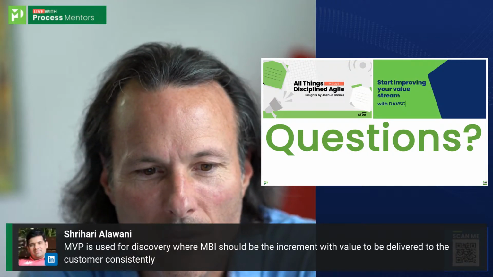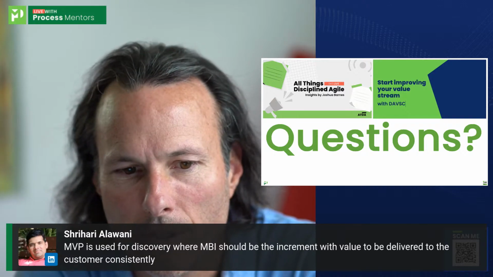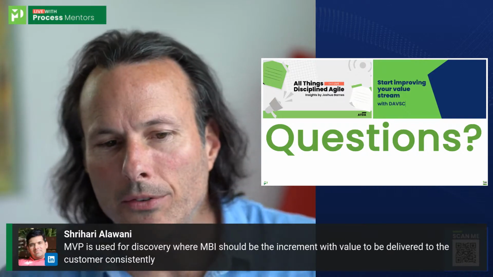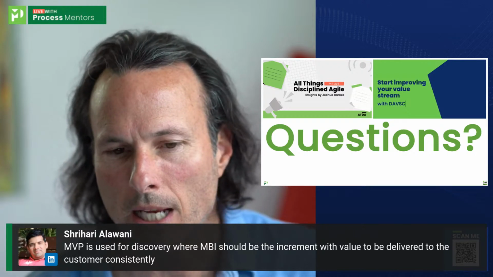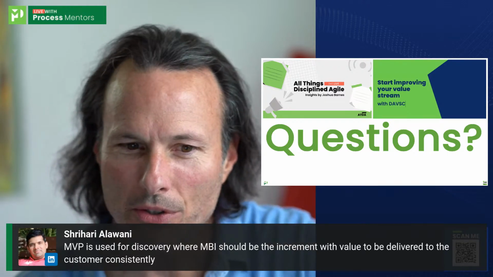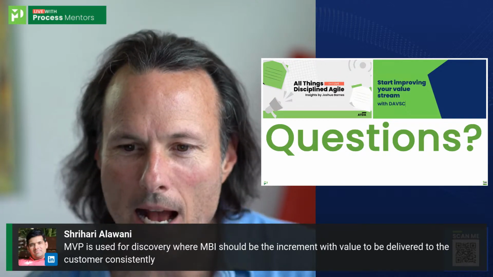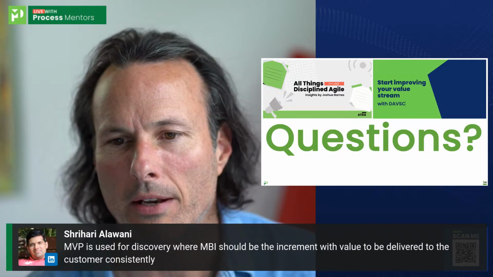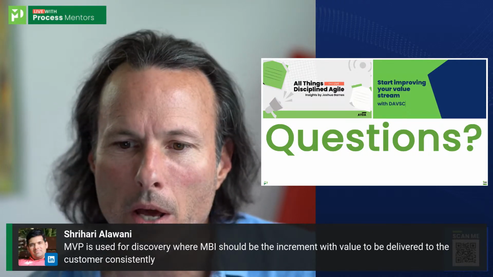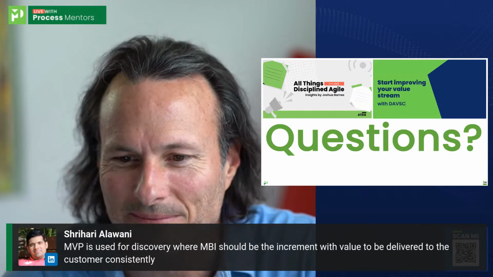We've got here's one: MVP is used for discovery, where MBI should be the increment with value to be delivered to the customer consistently. Yes. So MVP is an investment to discover if we should move forward with something. MBIs, which again, MVP and MBI sound kind of the same sometimes, but MBI is what we're trying to do from an expectation of a return on that investment. It's an existing product that we have. It's the next increment of value that we're going to be doing.